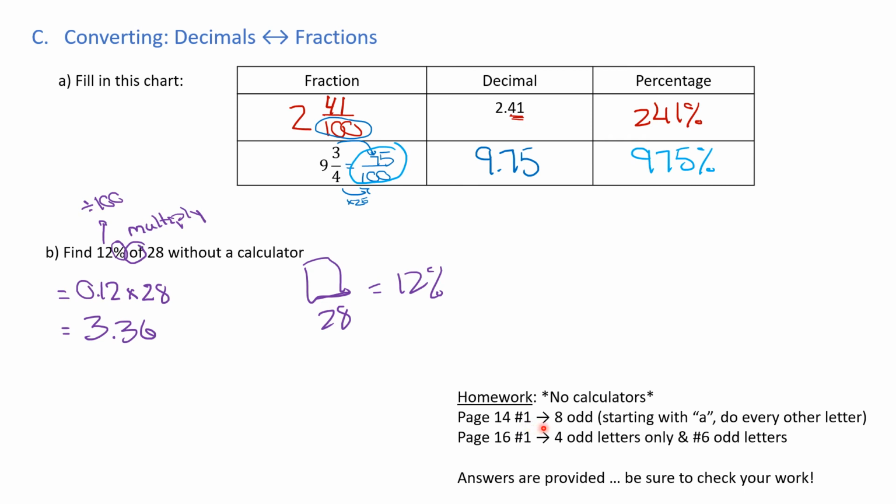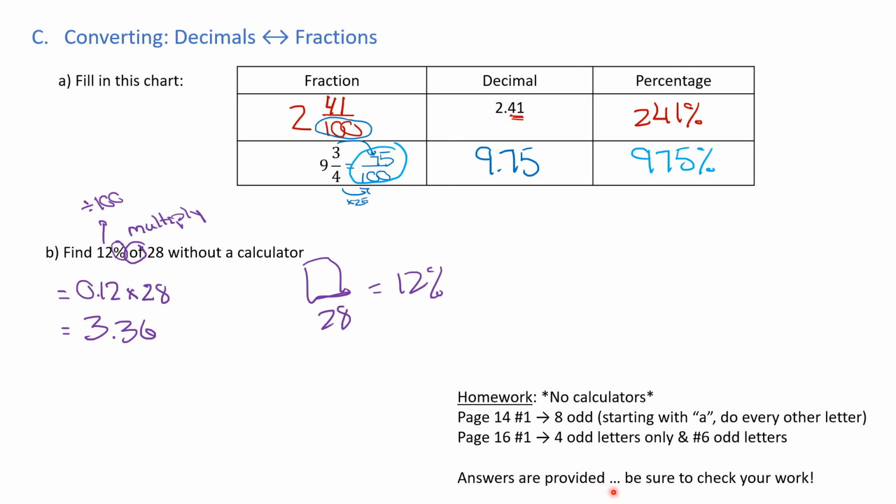So 1, 2, 3, 4, 5, 6, 7, 8. You're doing all of those numbers, but you're only doing every second letter. Same thing down here. 1, 2, 3, and 4, A, not B, C, not D, and so on. And then we'll skip over to number 6 and do the odd letters. If you find that you are struggling with every question you do, you do A, you skip B, you do C, you skip D, you do E, then maybe you need to go back and do all of them. So you can certainly do more than what is here.